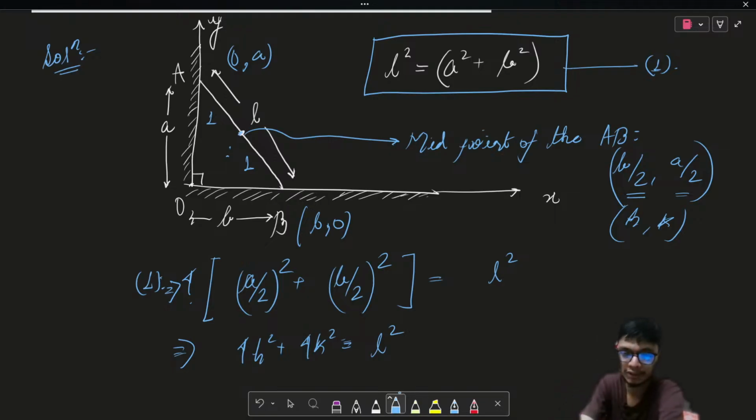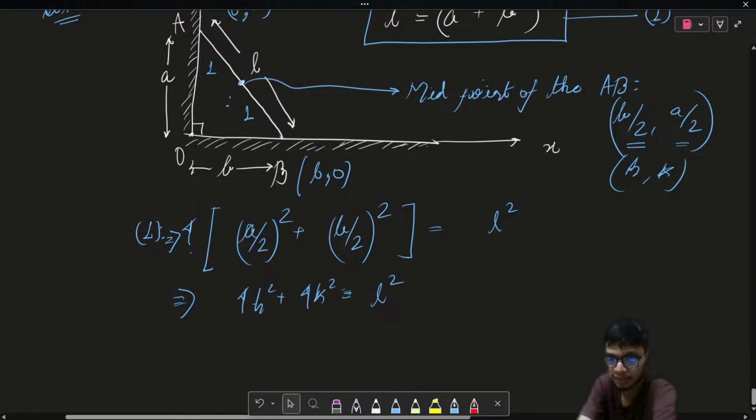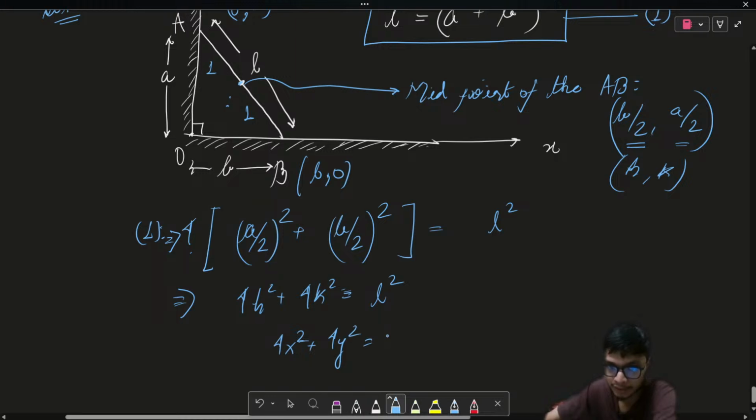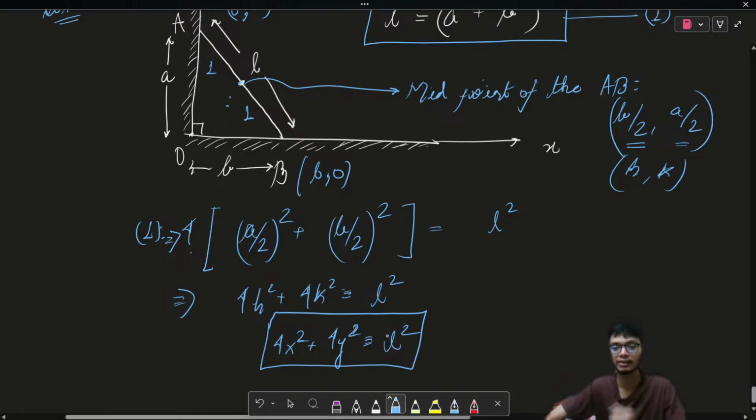Right, now we have seen that L is the constant, it is not the variable. So h and k are the variables, and after I obtain the relation eliminating all other variables except h and k, I can write my equation of the locus in terms of x and y, where I will just replace h and k with x and y. So what you will see is that this is again going to be an equation of a circle, right?